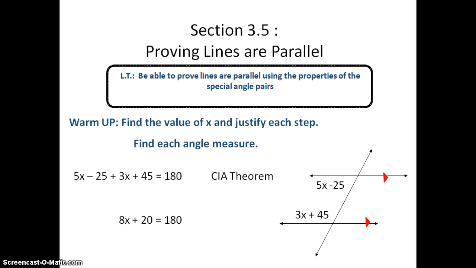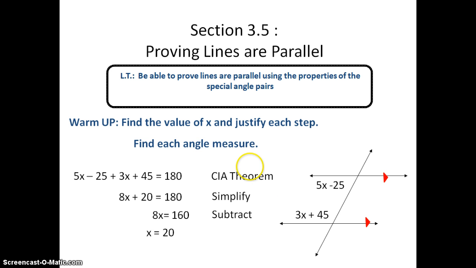Now I'm going to simplify by combining like terms on the left-hand side. I'm then going to subtract 20 from both sides, and finally divide by 8 on both sides to get that x is equal to 20. Now I need to go back and find each angle measure. So I plug in 20 to here, which would be 100 minus 25, gives me 75. Then down here, I will have 60 plus 45, which gives me 105. So 75 and 105.